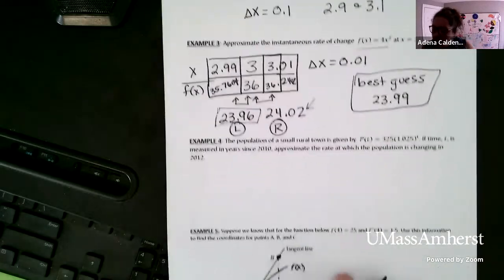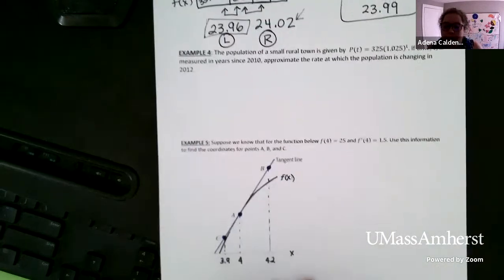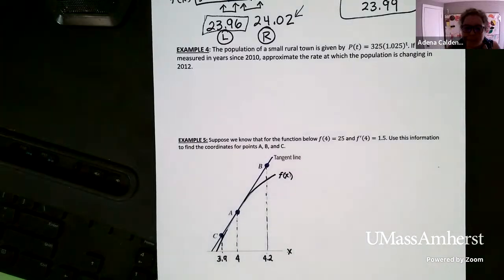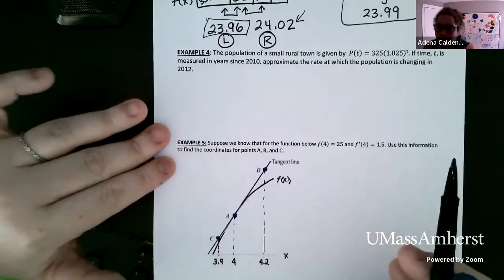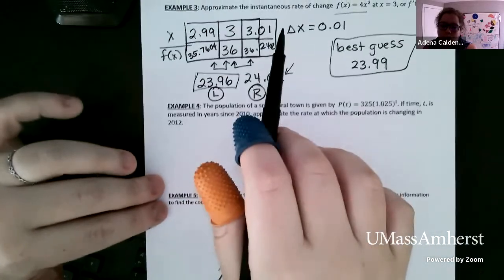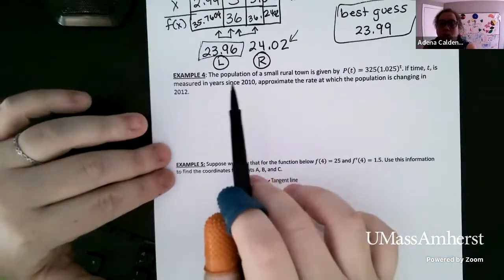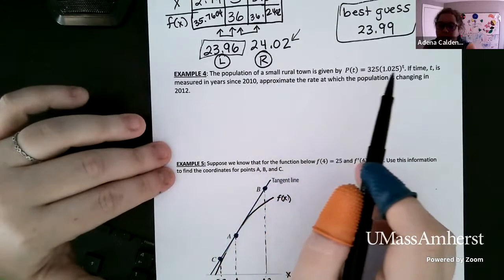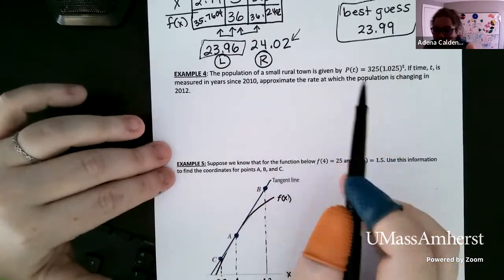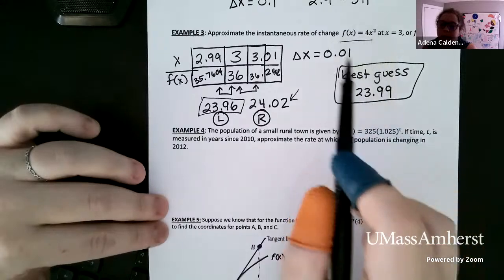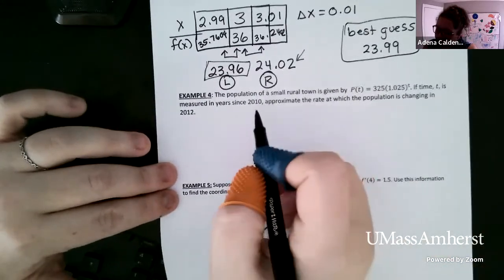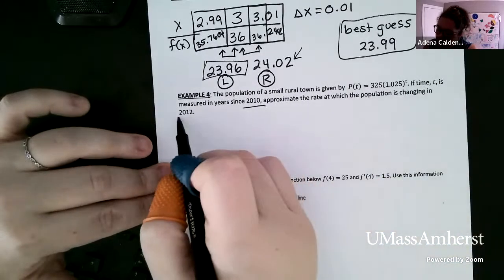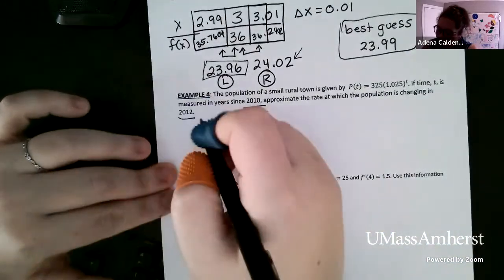Okay, so there's two more problems. I really want to make sure we do the last problem because it's slightly different. So I'm just going to give you an outline of problem 4, because problem 4 is almost the same as problem 3. So for problem 4, we have a different function that's an exponential function instead of a polynomial. Okay, time is in years since 2010, and we want to know what's happening in 2012.